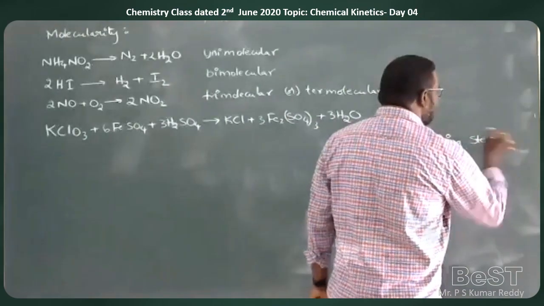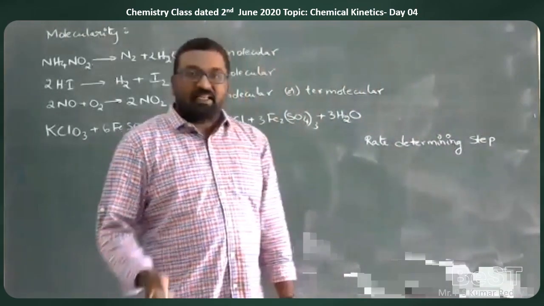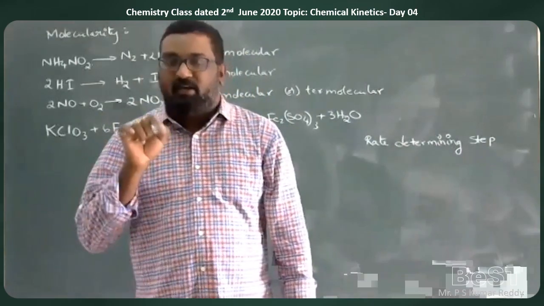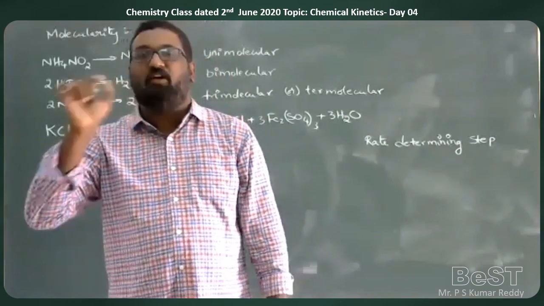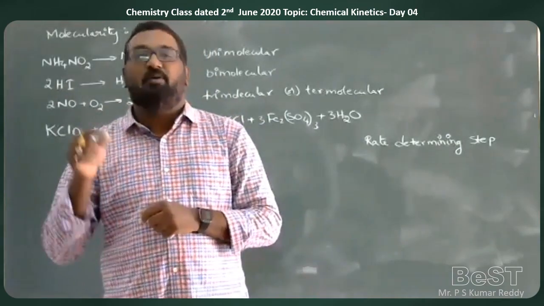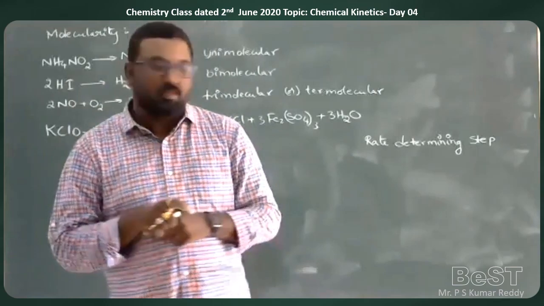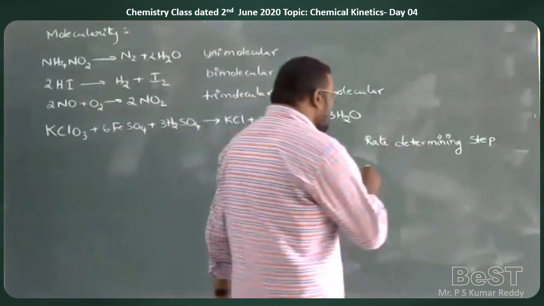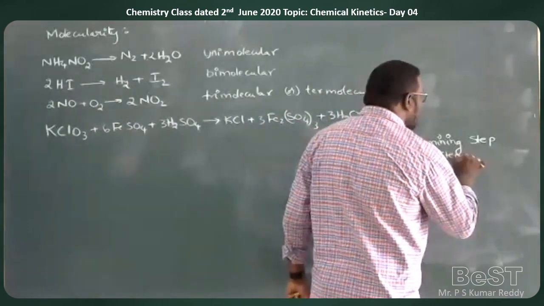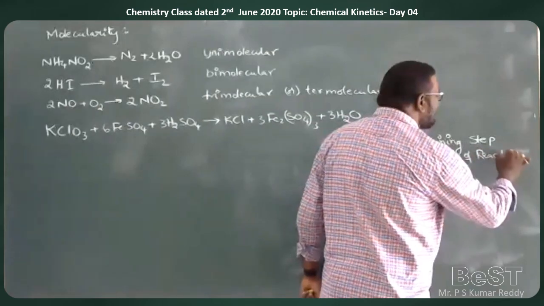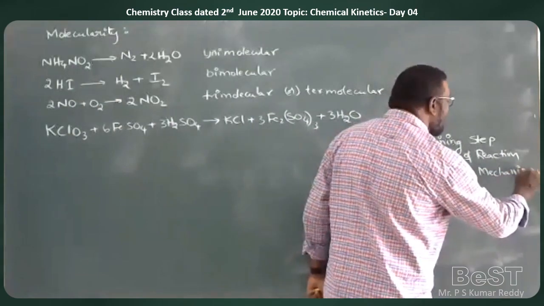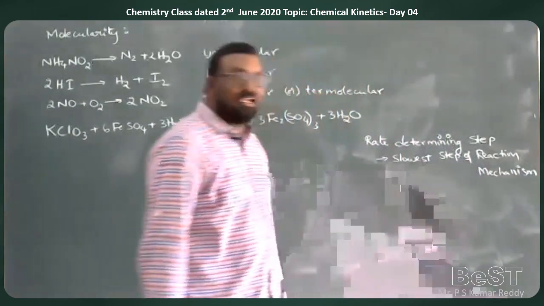Rate determining step. What is this rate determining step? It is the slowest step of the reaction mechanism. The slowest step of the reaction mechanism will determine the rate of that reaction. Not only the rate of reaction, it also determines the molecularity and order of the reaction. So the rate determining step is nothing but the slowest step of the reaction mechanism. The slowest step of the reaction mechanism is called the rate determining step.